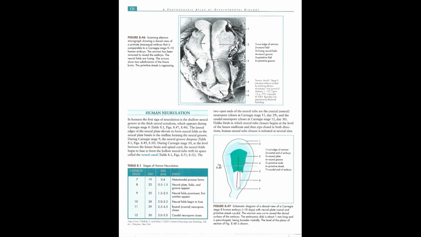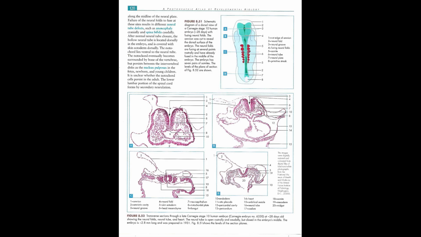Unlike birds, in which neural tube closure begins at the level of the future midbrain and then zips closed in both directions, human neural tube closure is initiated at several sites along the midline of the neural plate. Failure of the neural folds to fuse at these sites results in different neural tube defects, such as anencephaly cranially and spina bifida caudally.